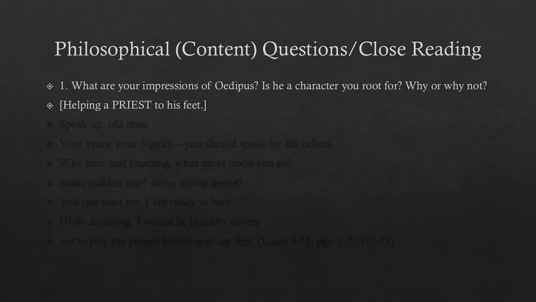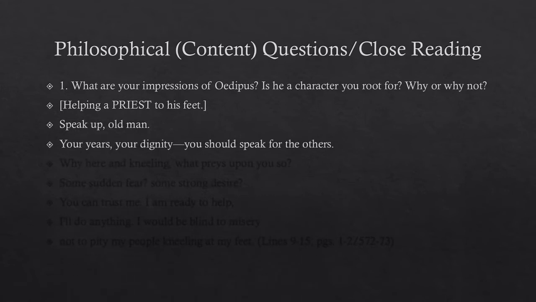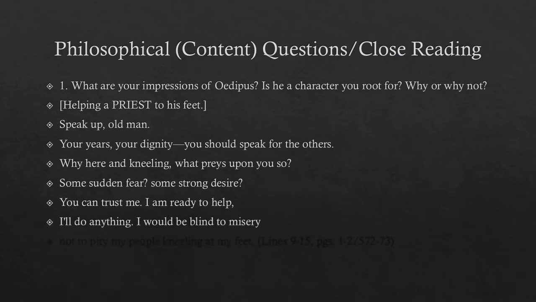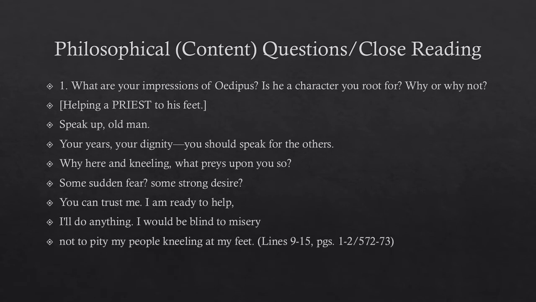Helping a priest to his feet. So this is a stage direction because it's a play. If you were seeing this performed, and drama ideally is best seen performed, you'd be seeing Oedipus help the priest up. But then what he says is, "Speak up, old man. Your years, your dignity, you should speak for others. Why here and kneeling? What preys upon you so? Some sudden fear? Some strong desire? You can trust me, I am ready to help. I'll do anything. I would be blind to misery, not to pity my people kneeling at my feet."